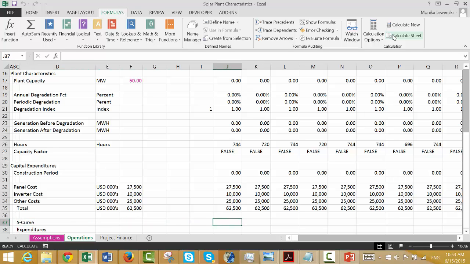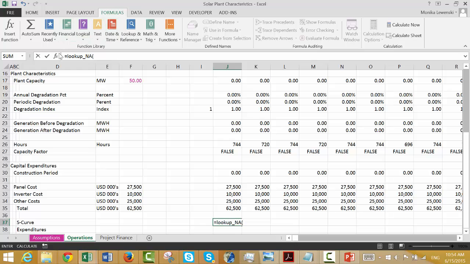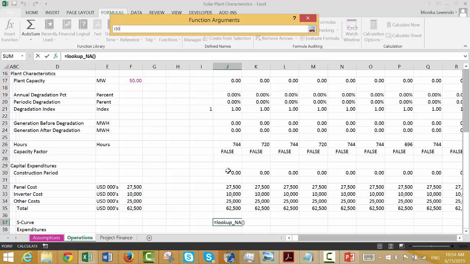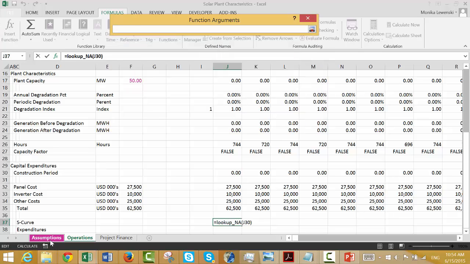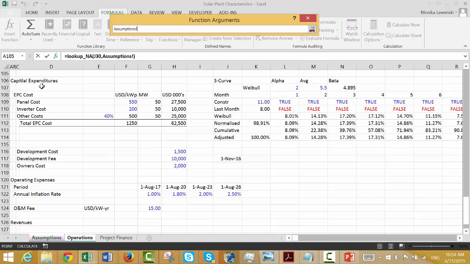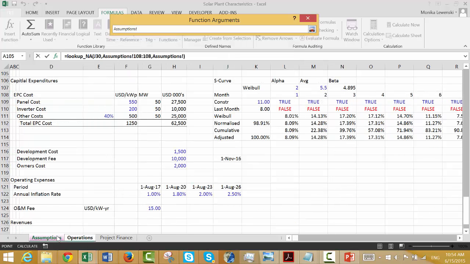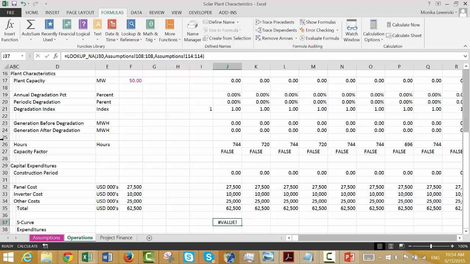And our S curve can be lookup, but let's use the lookup NA, and it's going to have the same things. If we want to test it, that's fine, but the lookup value is this one, and then we go to the test, I call it the test array, I guess, and that's this one, and then we have the result array. And see, I'm really not sure if this will work. Uh-oh, it didn't.